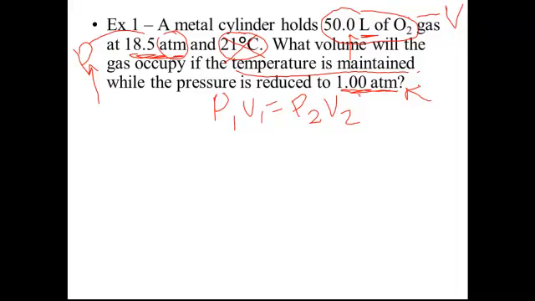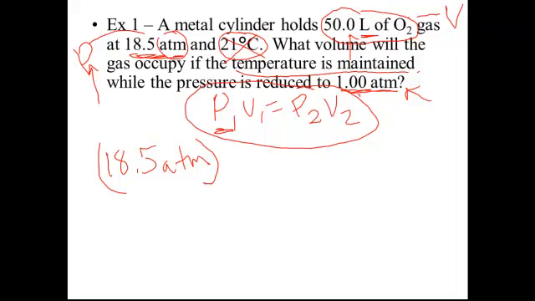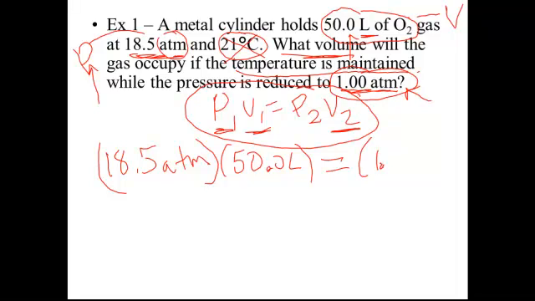So the way we're going to set this up is just like our equation shows us. What is our initial pressure? 18.5 atmospheres. What is our initial volume? 50 liters. They want to know what is the new volume. So this is what we're looking for. The pressure is being reduced to 1 atmosphere. And then V2 is our unknown.